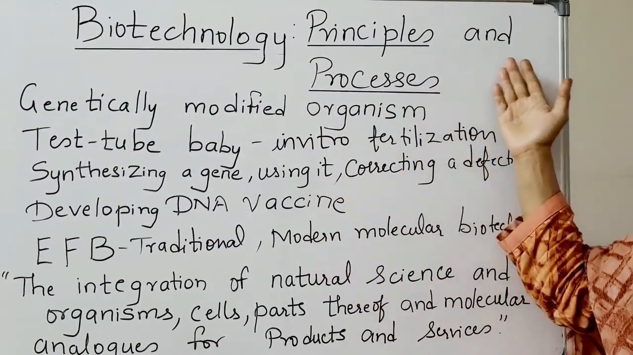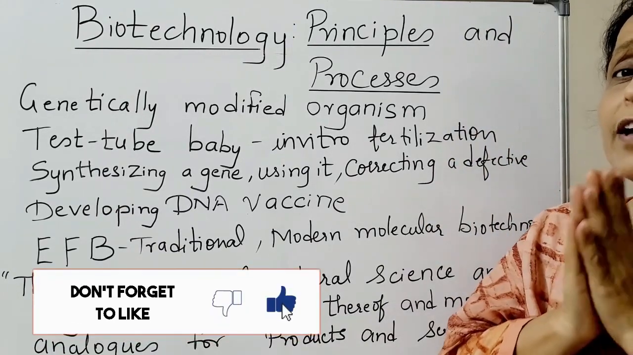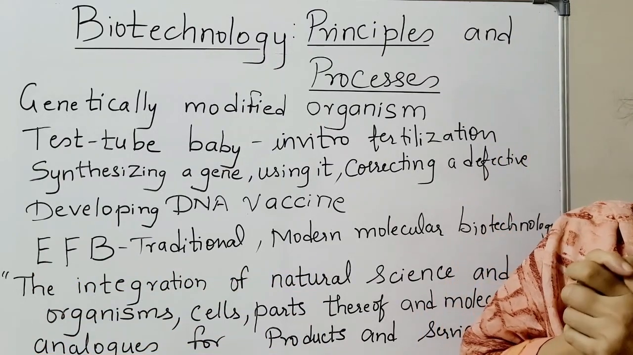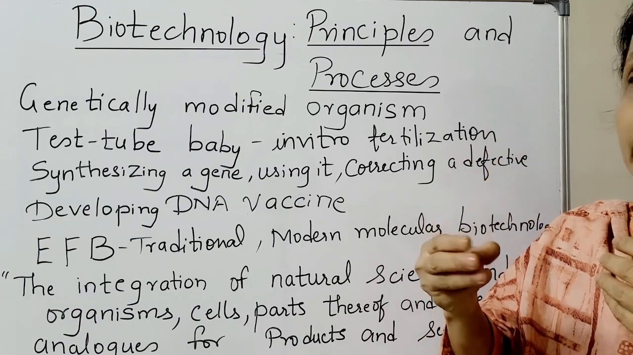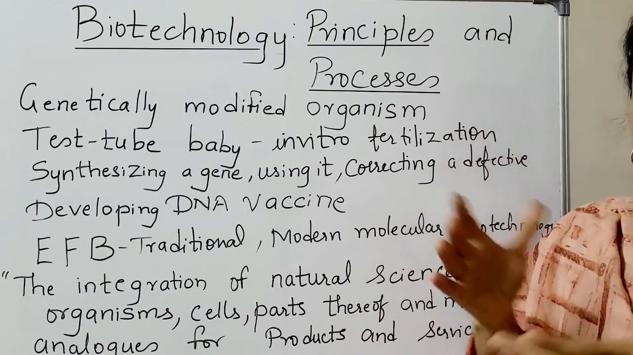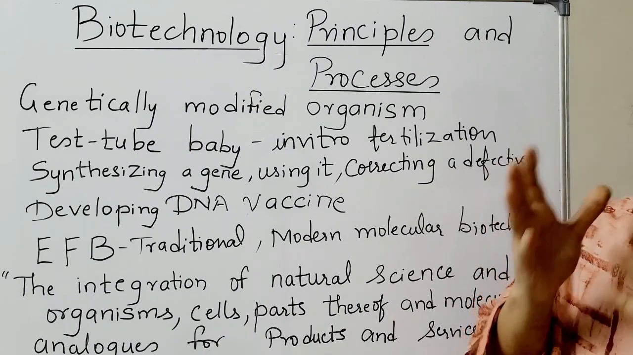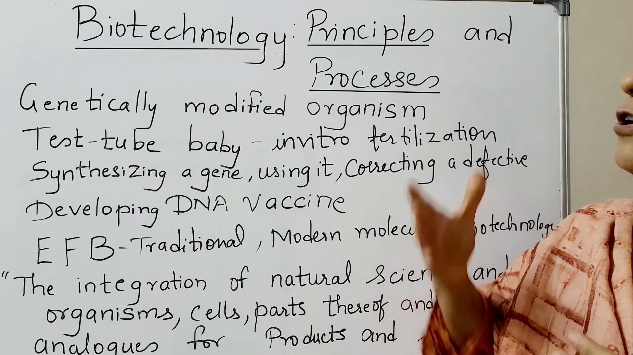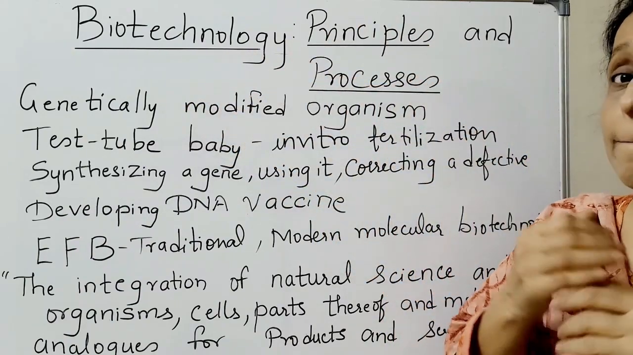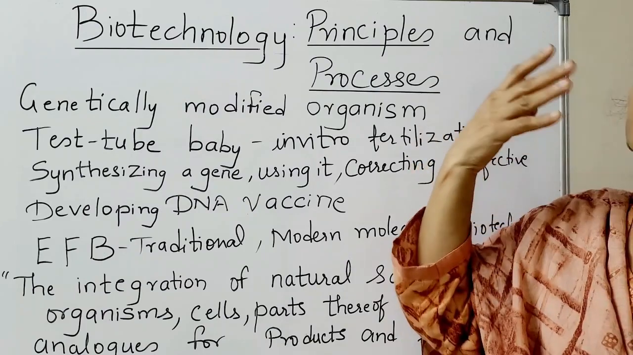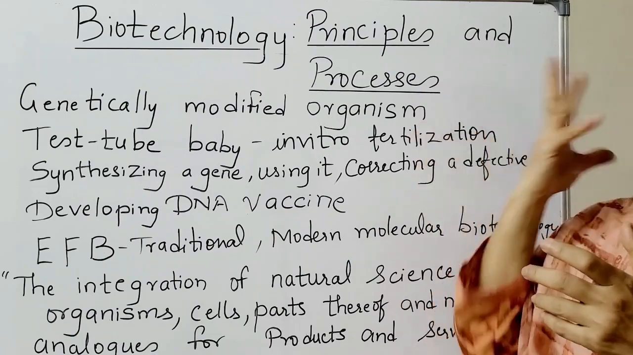Biotechnology: principles and processes. From time immemorial, we have been using microorganisms for food processing, making curd, making bread, making wine, and so many things. But now we have more modified biotechnology by using genetically modified organisms, by producing enzymes on a large scale so that we are able to use them.